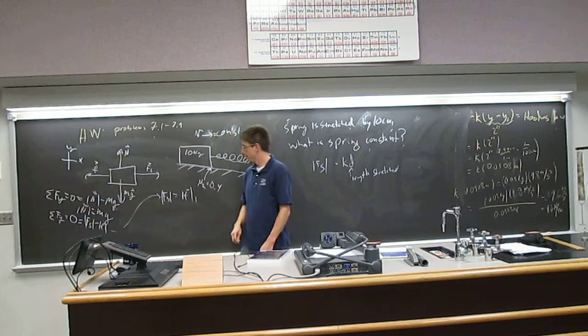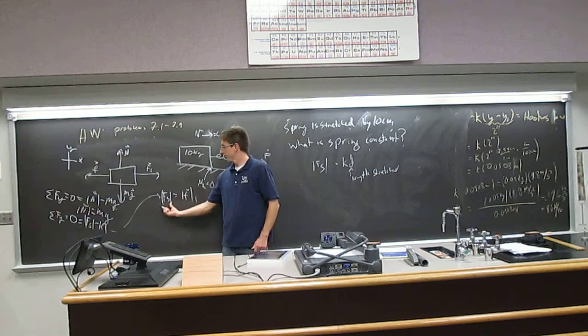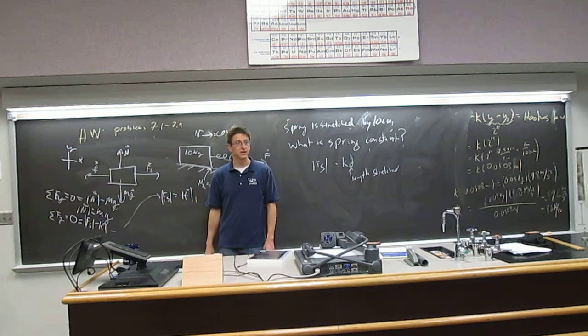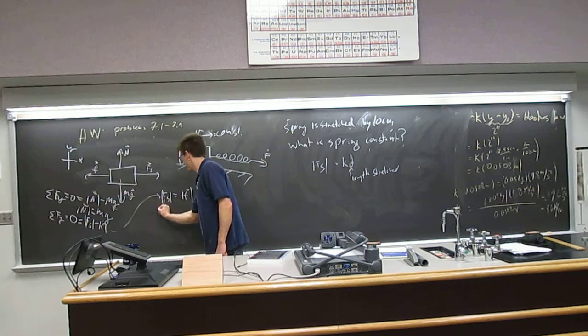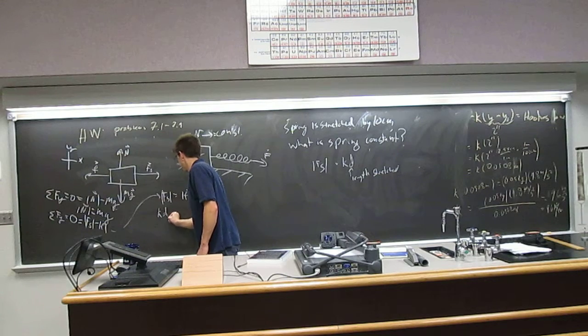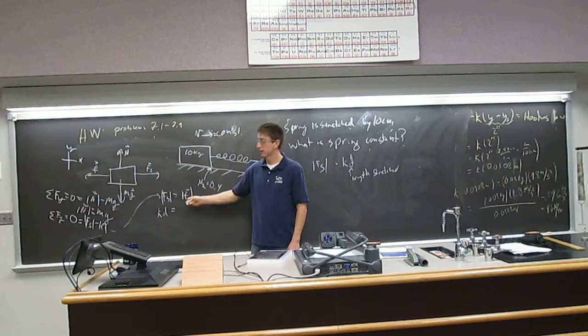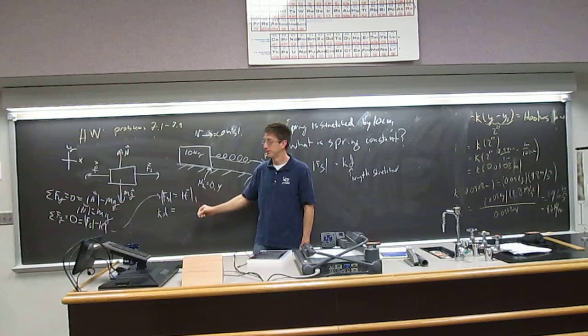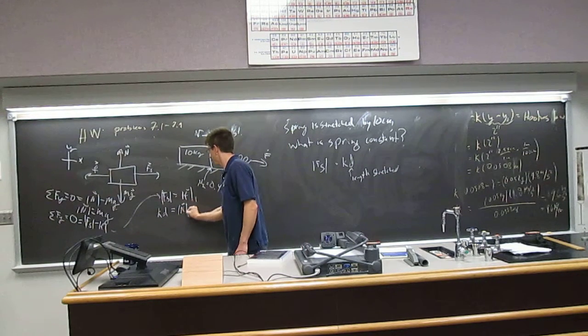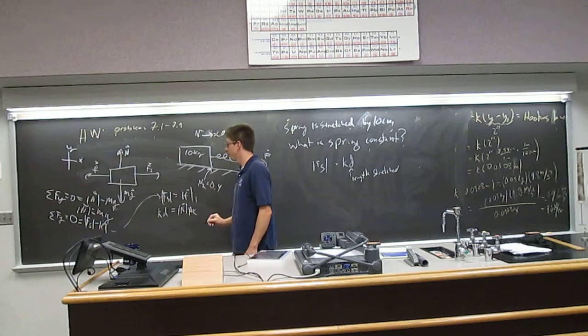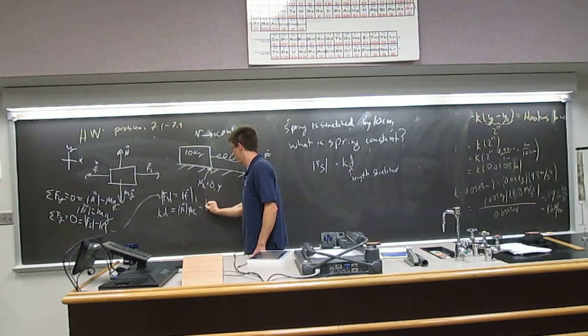So the magnitude of the spring force would be kd, k times the length that it's stretched, where d is the length stretched. And what's the friction force? The normal force times mu k. And what's the normal force? mg.